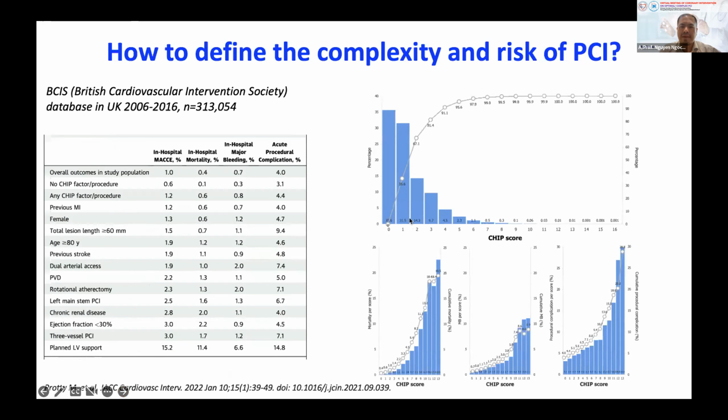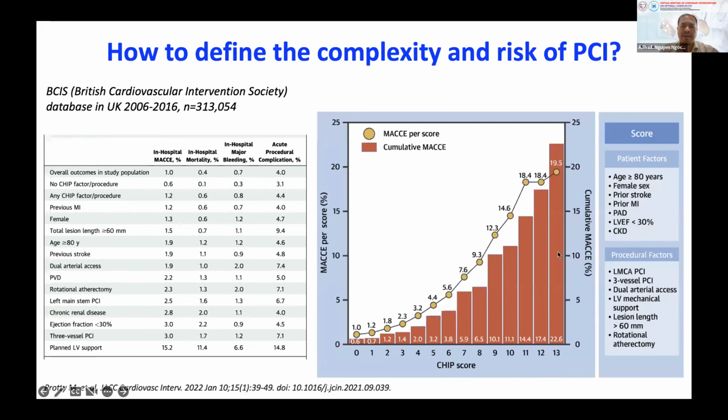And this is the CHIPS score. If we put everything into one score and calculate the cumulative percent of cases, you can see that as the CHIPS score increases, the mortality, the major bleeding, and also the cumulative procedural complications increase accordingly. So they produced a score to identify the complexity and risk of the procedure based on patient factors and also procedural factors.